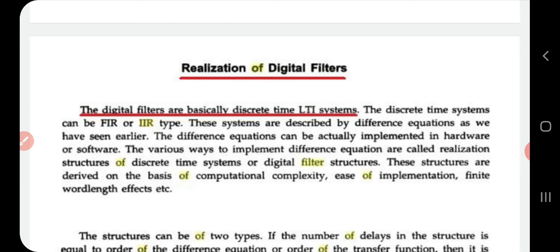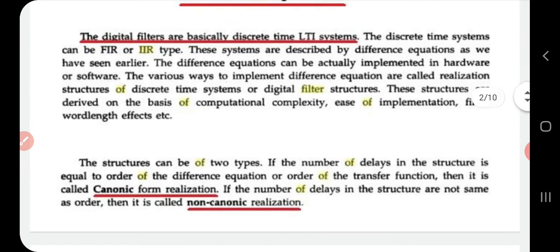You can implement it either using hardware structures or by using software structures. That is, each of these systems is described by difference equations. These difference equations can be implemented using either hardware or software techniques. That is, there are various ways of implementing or representing these difference equations. This process is called realization of digital filter structures.